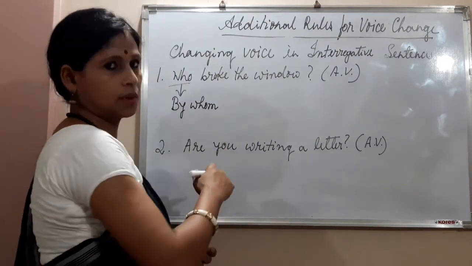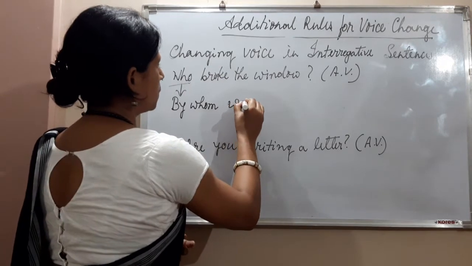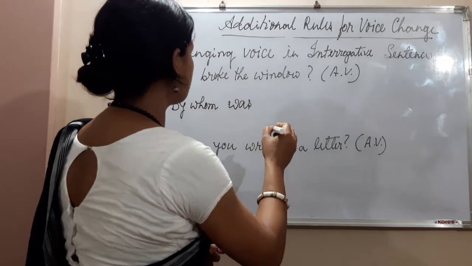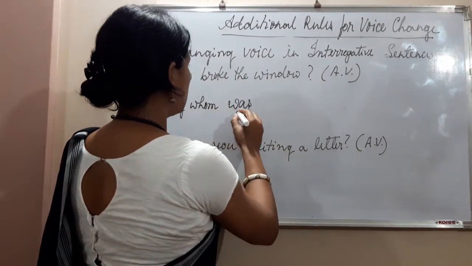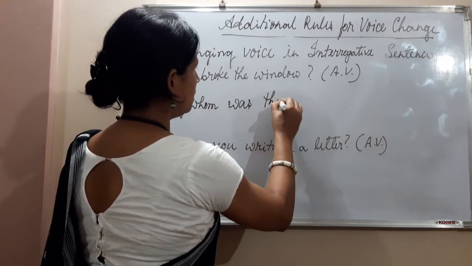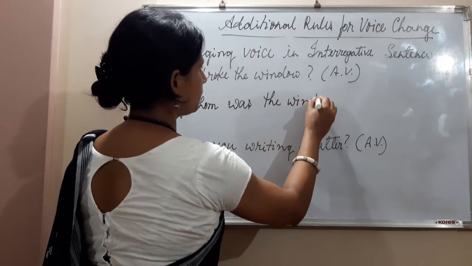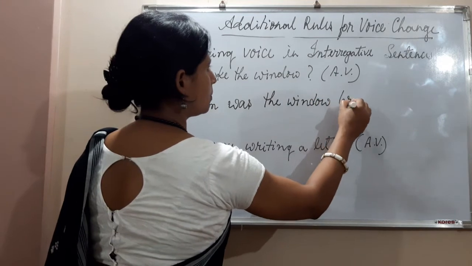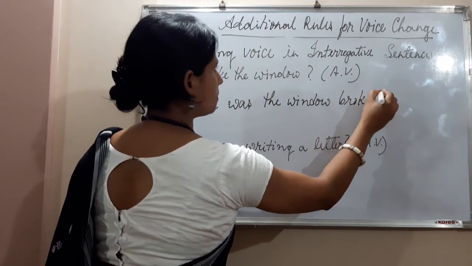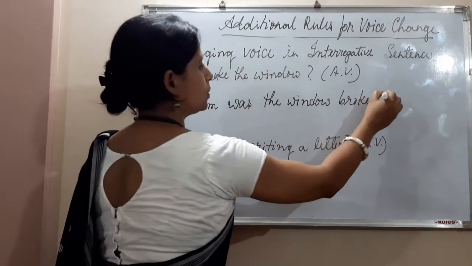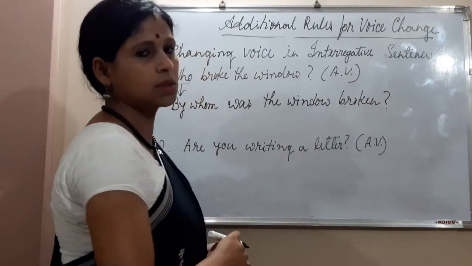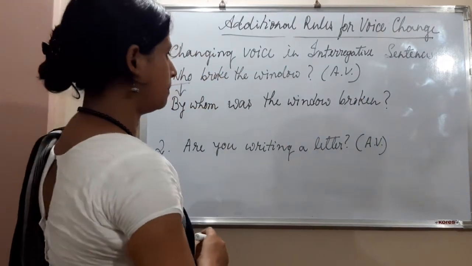By whom was. Be careful about the position of the verb. By whom was the window broken. By whom was the window broken. So this is the passive form.